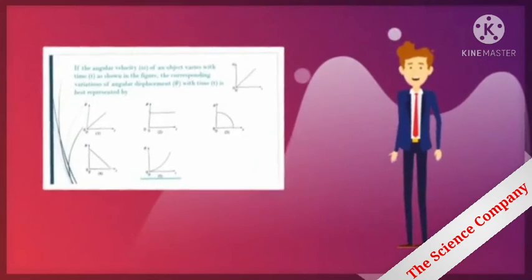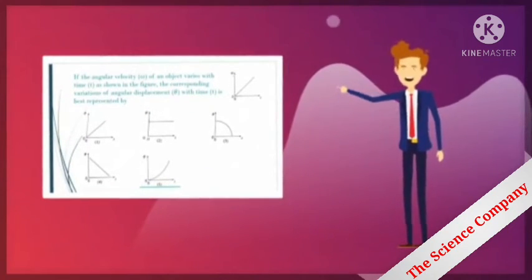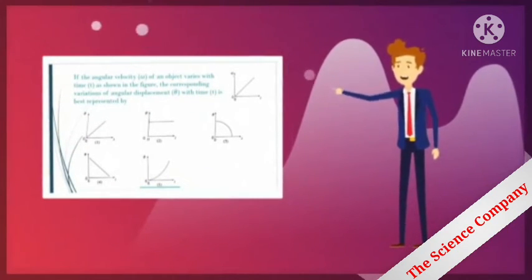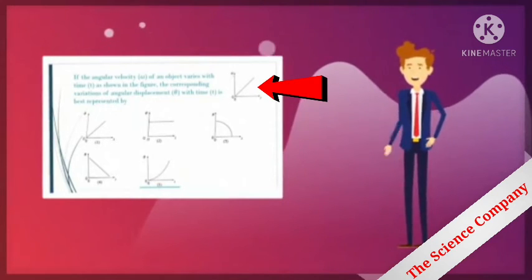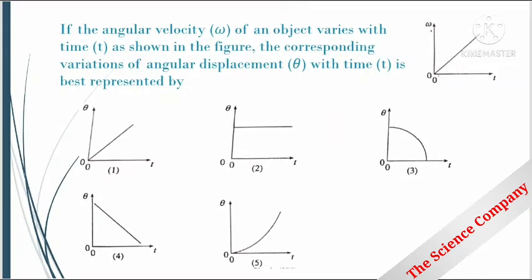But in our question, the angular velocity actually varies with the time. Actually, it is increasing uniformly. If this is the case, then the angular displacement should be accelerated. So here in these answers, the only accelerated graph is the fifth one. So the fifth one is the answer.